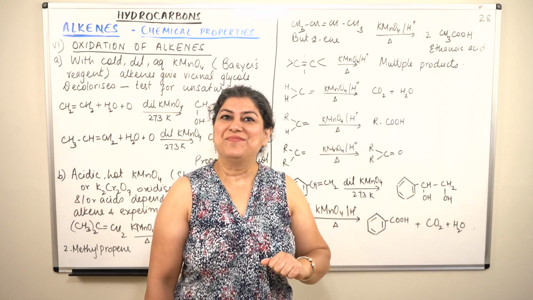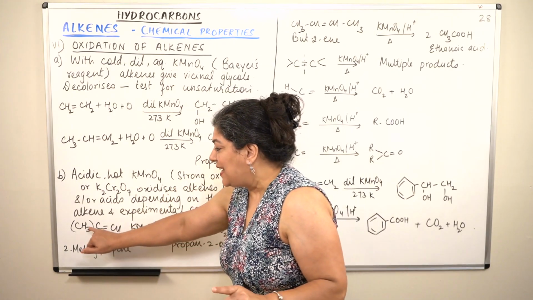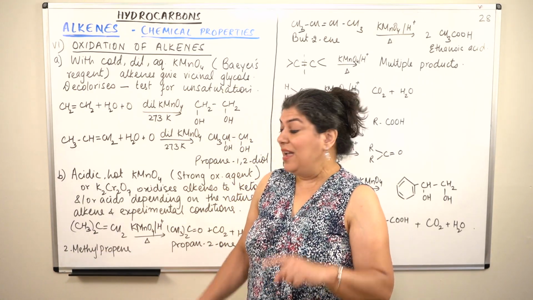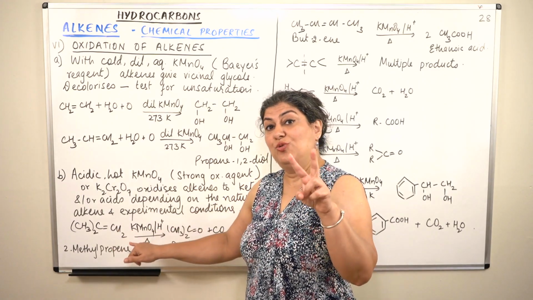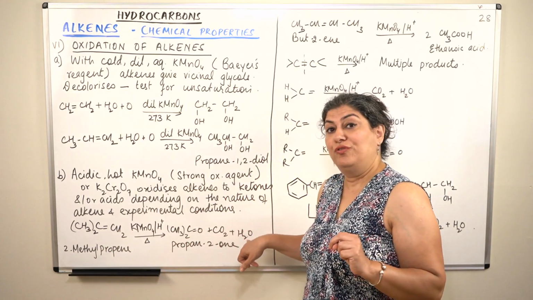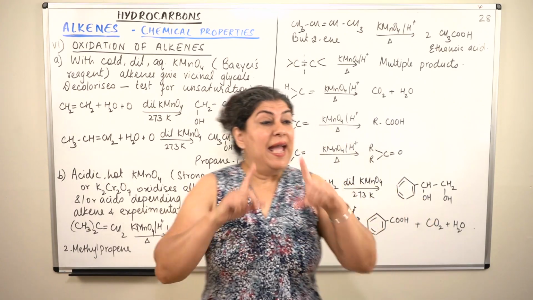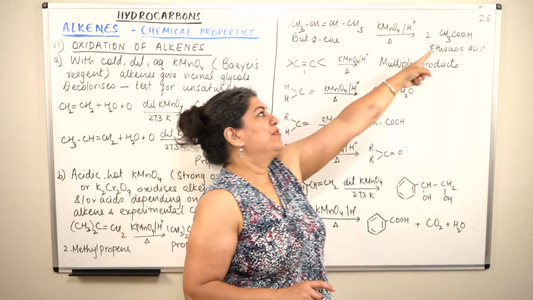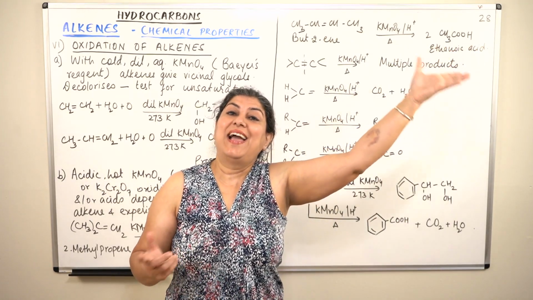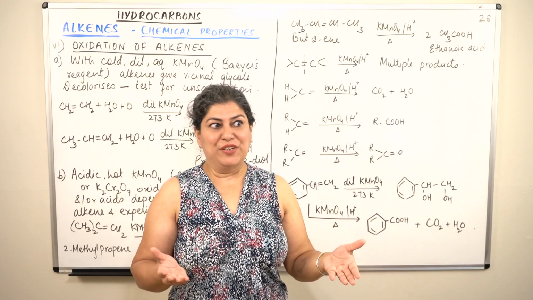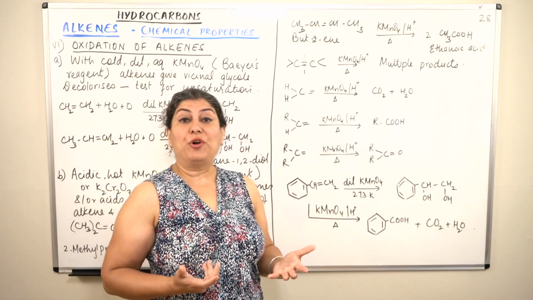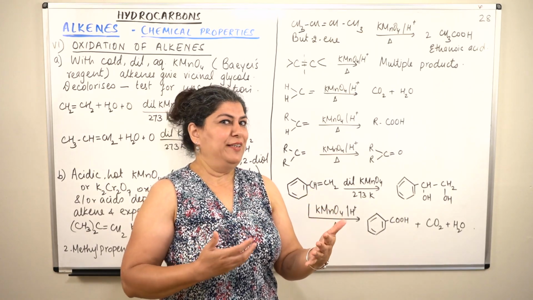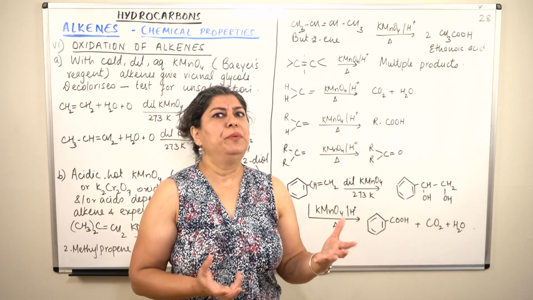This is the difference. When a carbon is attached to two alkyl groups, it will result in the formation of a ketone. When a carbon is attached to two hydrogens, it will result in the formation of carbon dioxide and water. And when it is attached to one alkyl group and one hydrogen, it will result in the formation of a carboxylic acid. That is the basic difference. So if you get a reaction and you don't know what the products are, now you will be able to just find out for yourself. You would know which would be the product.